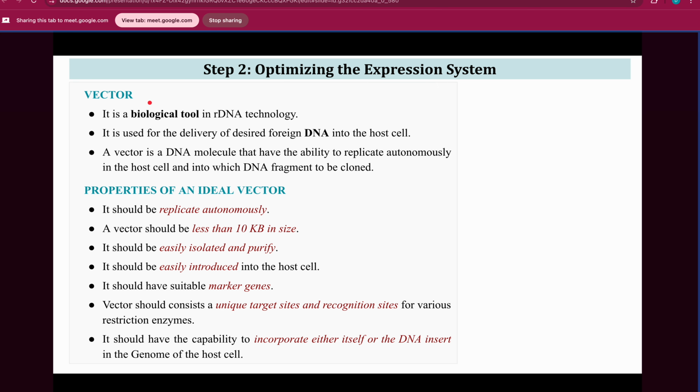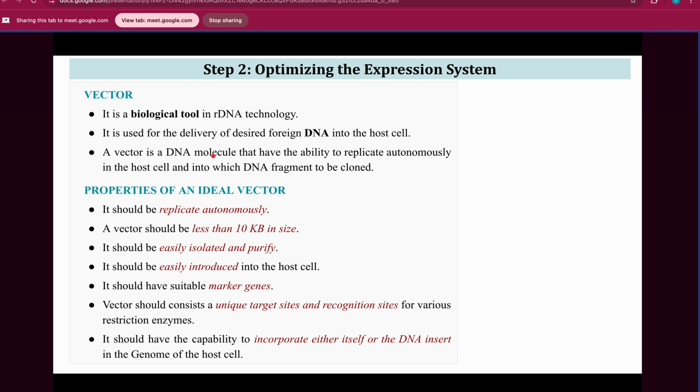Now we'll talk a little bit about the vector, because the plasmid is a vector. A vector is like a vehicle which is carrying the gene of interest. So a vector is a biological tool in rDNA technology. rDNA is nothing but recombinant DNA technology, and it is used for the delivery of desired foreign DNA into the host cell. In this scenario, our foreign DNA is the gene of interest and the host cell is the E. coli in which we want to express that gene of interest.